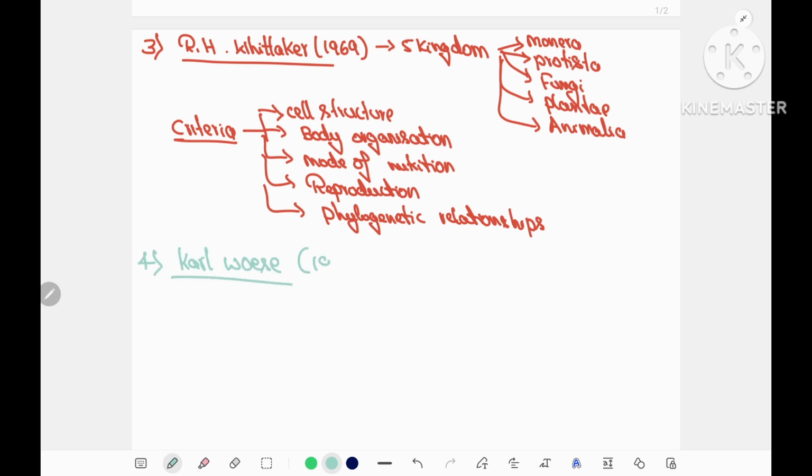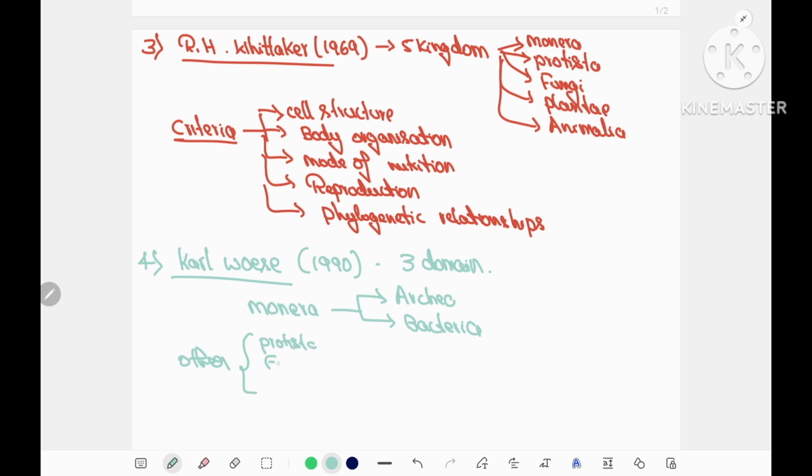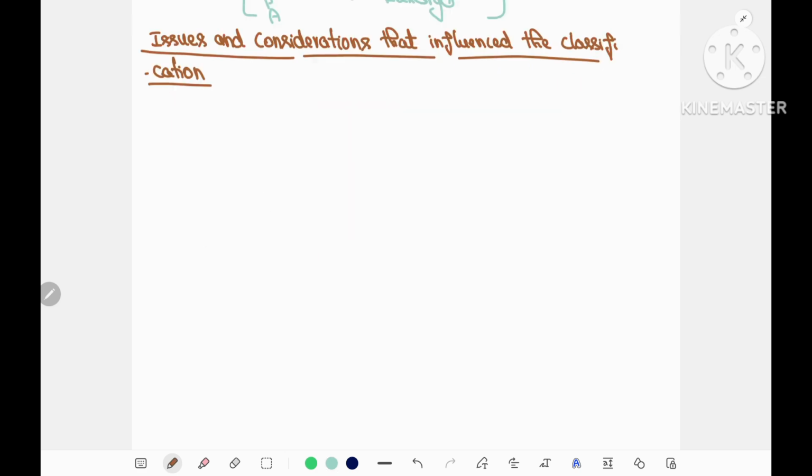Later, Carl Woese in 1990 proposed 3-domain classification. Here he divided kingdom Monera into 2 domains, archaea and bacteria, and the other eukaryotic kingdoms, that is kingdom Protista, Fungi, Plantae and Animalia, were classified under Eukaryota or Eukarya. So hence Archaea, Bacteria and Eukarya are the 3 domains.